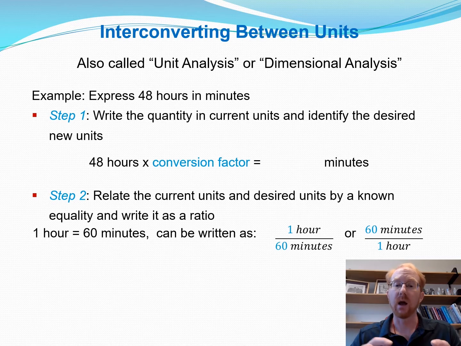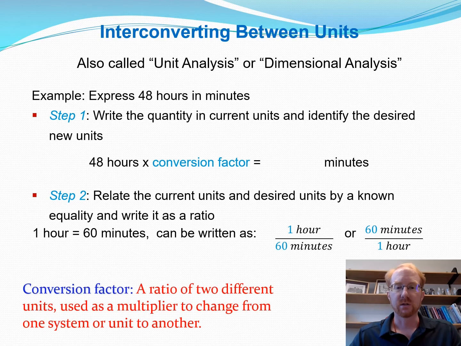How we set that ratio up is just going to be dependent on what set of units we're going from, to what set of units we're going to. So the arrangement of this ratio is completely up to us, and we create it as necessary to allow us to do the conversion that we need to do. So this conversion factor is this ratio of two different units used as a multiplier to change from one system to another. And that's what we have here in terms of going from hours to minutes.